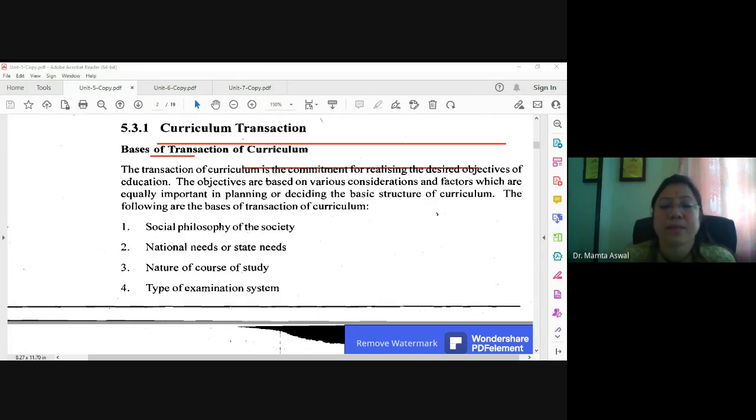Then, type of examination. What kind of examination system is being followed in the particular state, in the particular country? That's also a basis of the curriculum. For example, if there is a matriculation examination, what kind of papers are given to the students? What is the time period of the examination? What kind of questions are given to the students? Is it objective type or subjective type questions? All these things will be taken care of in the particular transaction.